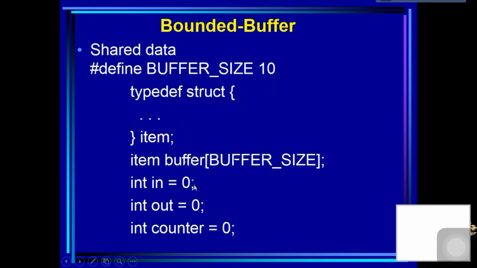It is an array, the buffer, and this is in, a pointer that represents the location for the producer to put an item into the buffer, and this is out, which represents the location for the consumer to retrieve an item from the buffer, and this is counter. All these are shared by the producer and the consumer.